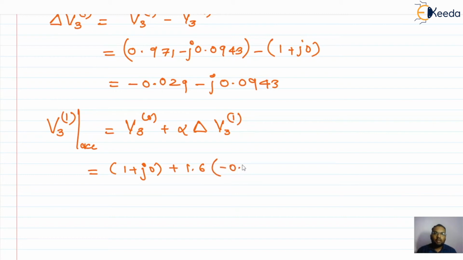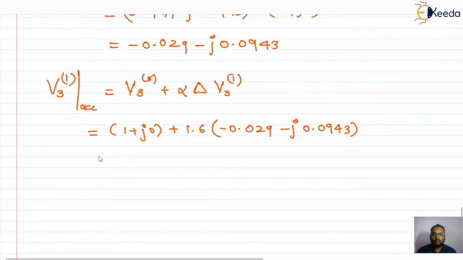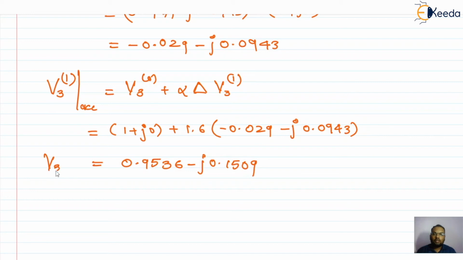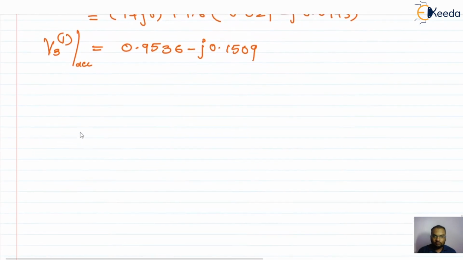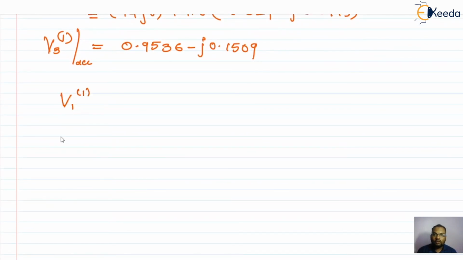So this term is minus 0.029 minus j0.0943. On solving this, you will get 0.9536 minus j0.1509. So this is voltage at bus 3 at the end of the first iteration, and this is the accelerated value. So we can summarize voltage at bus 1 after first iteration, voltage at bus 2 at the end of first iteration, and voltage at bus 3 at the end of first iteration.